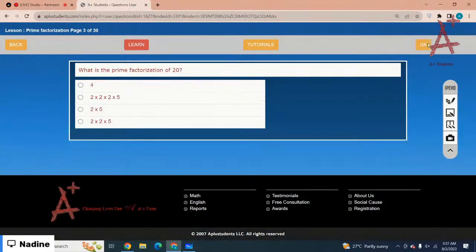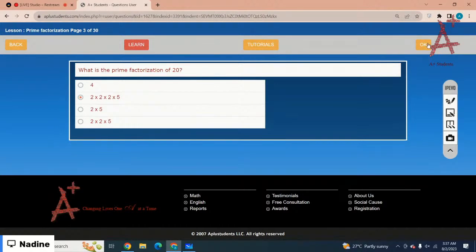Another easy way, because you are given the options, you can look in the options, right? 4 is not a prime number, right? 2 times 2 makes 4, 4 times 2 makes 8, 8 times 5 makes 40. You have to find the factors of 20. This isn't the correct option because when you multiply these numbers, they make 40. Just look at this one, 2 times 5. 2 times 5 makes 10, not 40.